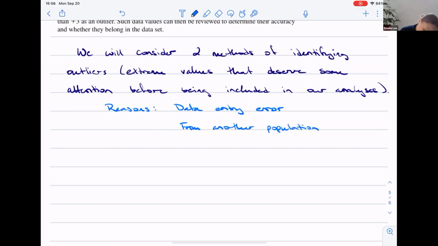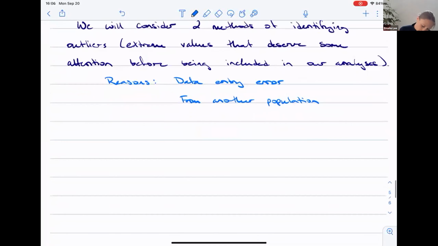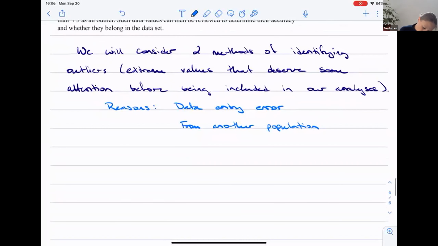That's kind of common, right? Oh, that's not actually a value from the population that I was expecting it to be from, or wanted it to be from. So then you would have to remove it because you don't want it in your analyses, right? Or it's just a truly extreme value, that's an interesting point, right? So maybe I'll leave it at that.